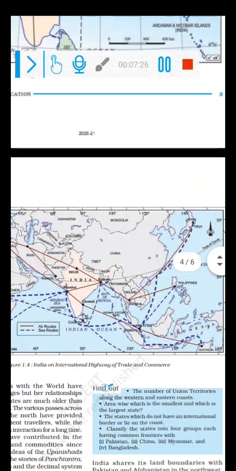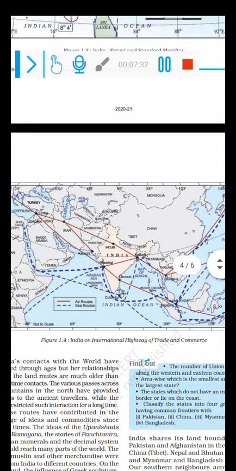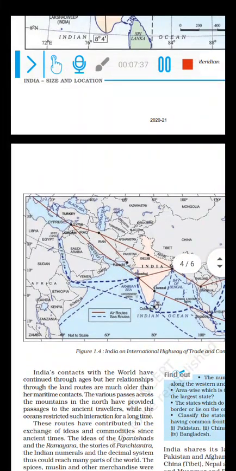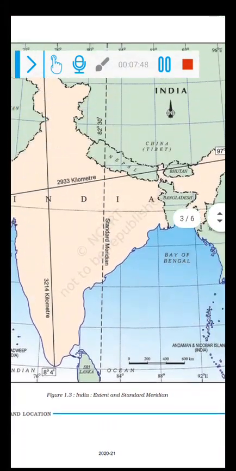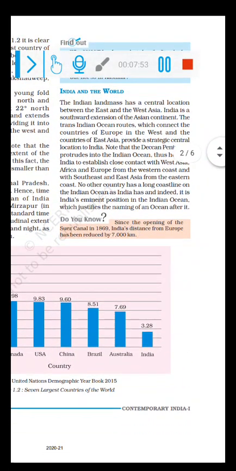If you see the sea routes of India, India can easily move to another country by means of its sea routes, by means of ships. It can travel towards Europe with the help of ships. It can also cross the Suez Canal and reach other countries of the Mediterranean Sea. So India has got very strong trade relations with various countries of the world over the years. Basically the Indian Ocean routes connect the countries of Europe in the west and the countries of East Asia, and provide a strategic central location to India.